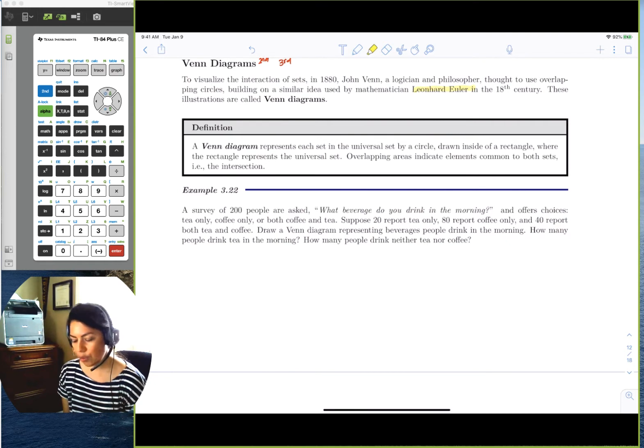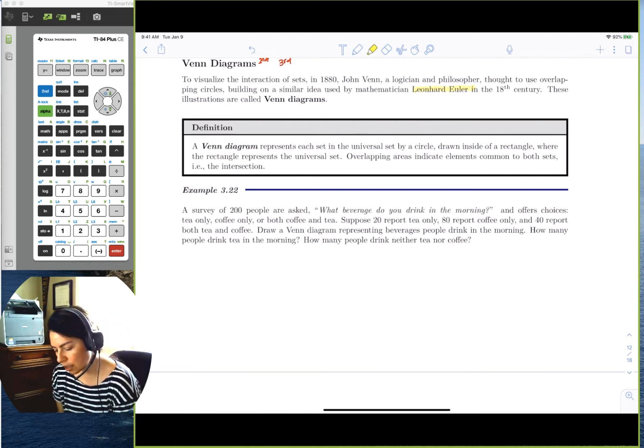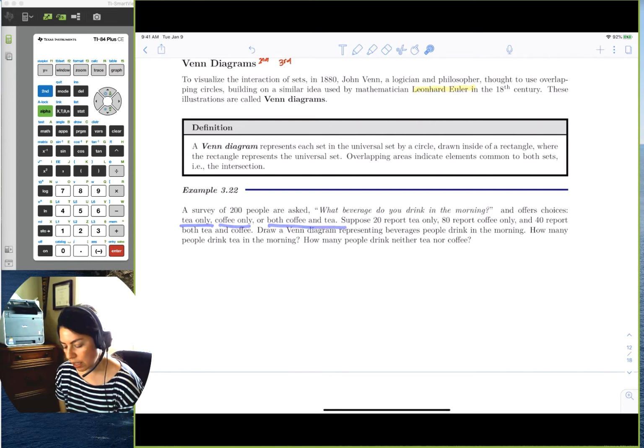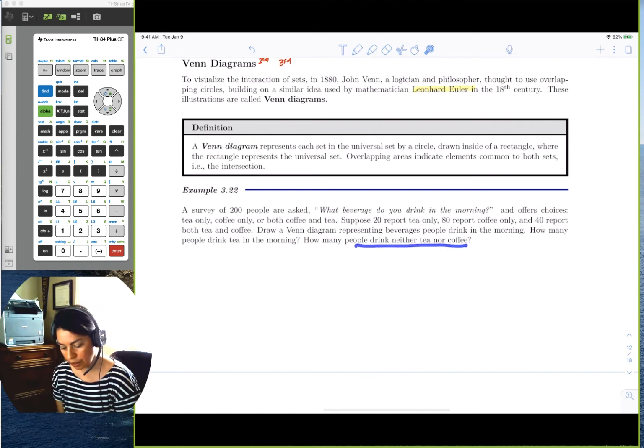So we know that a Venn diagram, because we drew one briefly with the Queen of Hearts, is just like a rectangle with two circles in it. A survey of 200 people are asked, what beverage do you drink in the morning? It offers tea only, coffee only, or both coffee and tea. Suppose 20 report tea only, 80 report coffee only, and 40 report both tea and coffee. Draw a Venn diagram representing beverages people drink in the morning. How many people drink tea in the morning? How many people drink neither tea nor coffee?